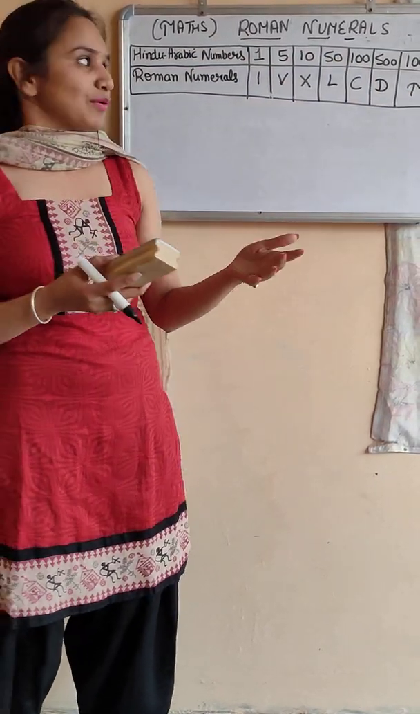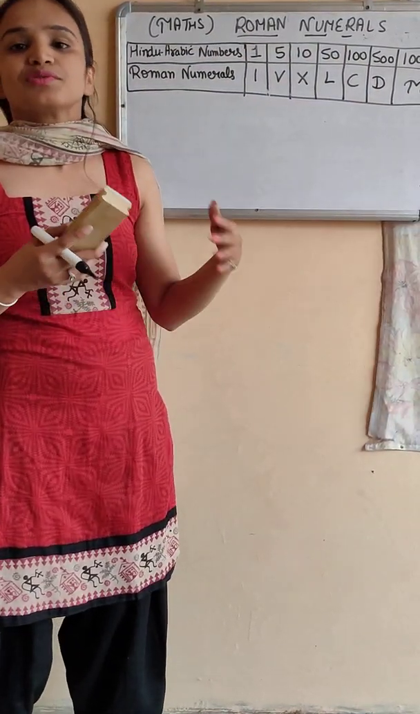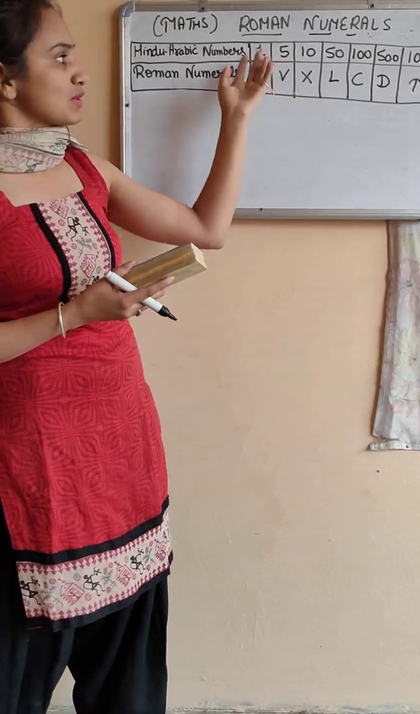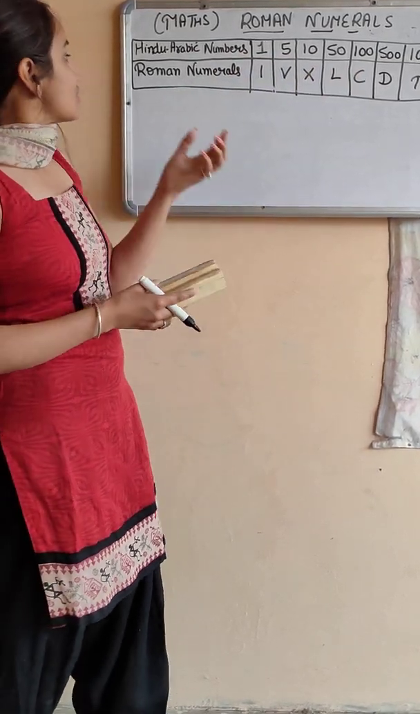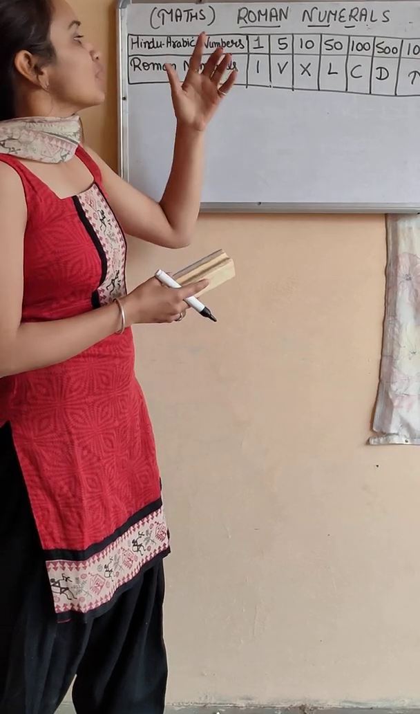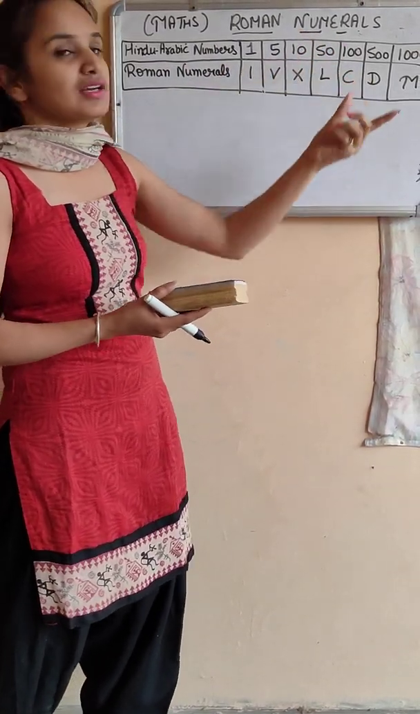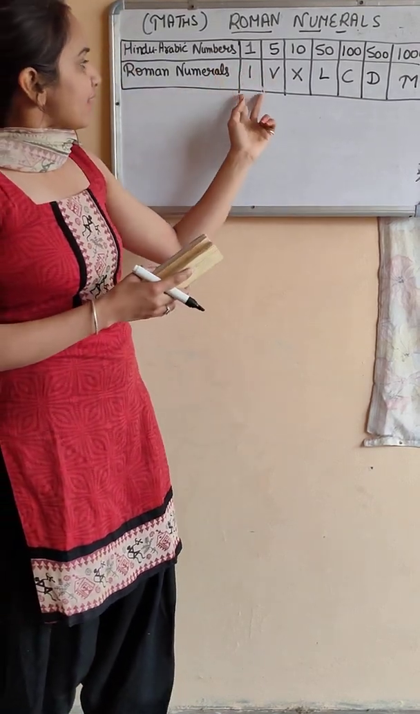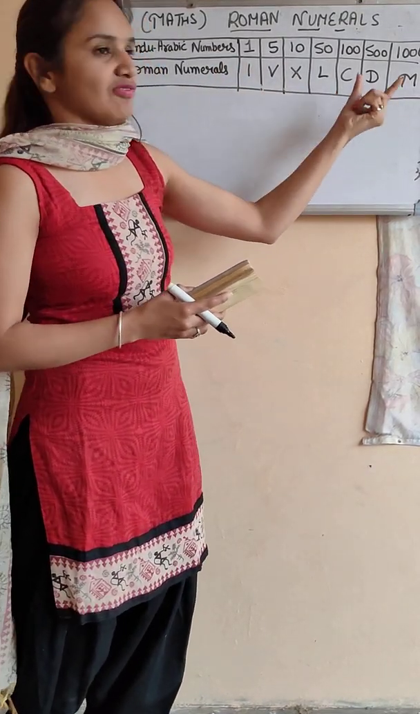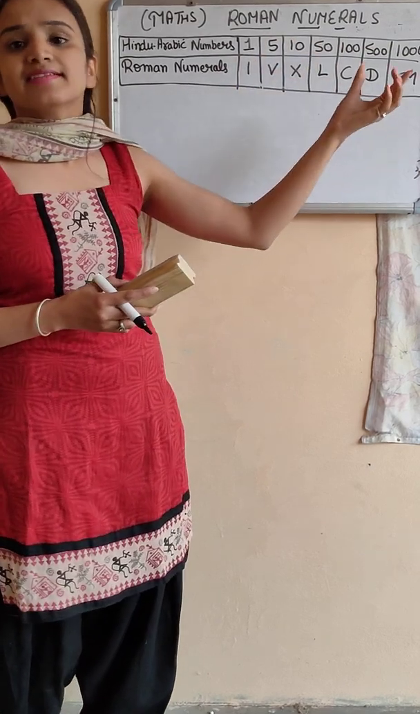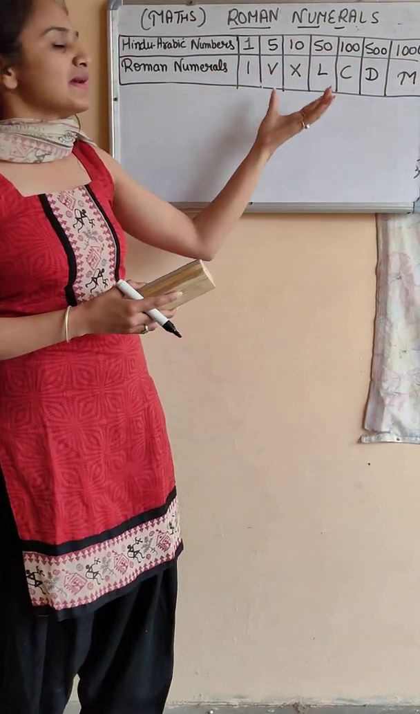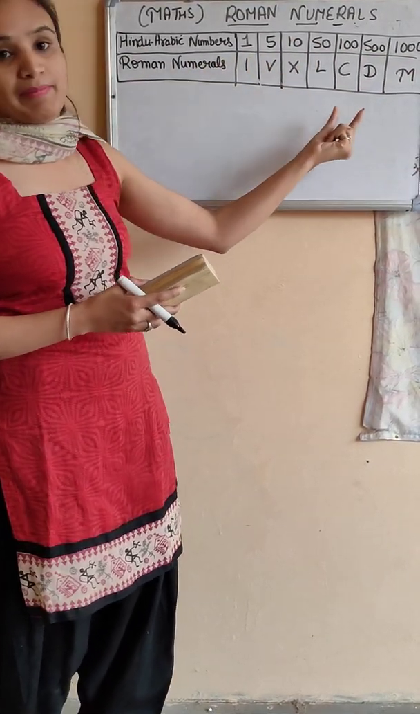But a long time ago, different civilizations used different kinds of symbols to represent these numerals. So the ancient Romans used different kinds of symbols for writing these numerals. They used 7 different English alphabets for representing numbers. So these are our basic Roman alphabets.